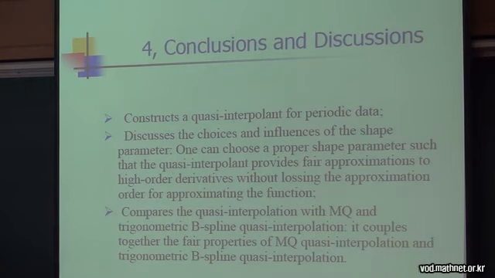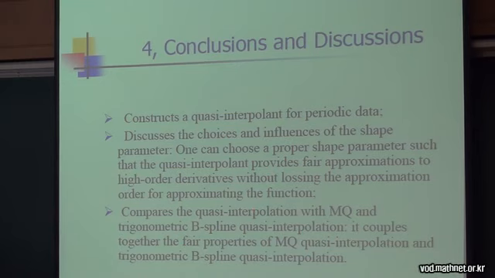Finally, let's give some conclusions and discussions of our talk. In our talk, we mainly talk about how to construct a periodic co-interpolant for periodic data, and discussion of the choice and influence of the shape parameter is given. From the discussion, we can see that we can choose a proper shape parameter such that the co-interpolant provides fair approximations to the function and high order derivatives without losing the approximation order for approximating the function. This implies that our co-interpolant can not only approximate the function well, it can also approximate high-order derivatives.